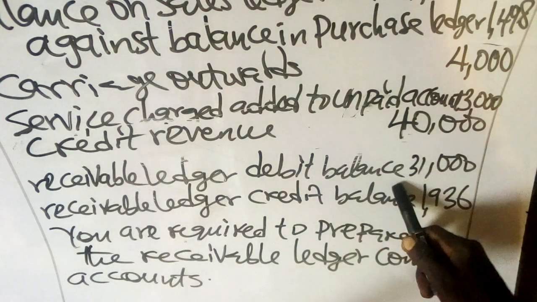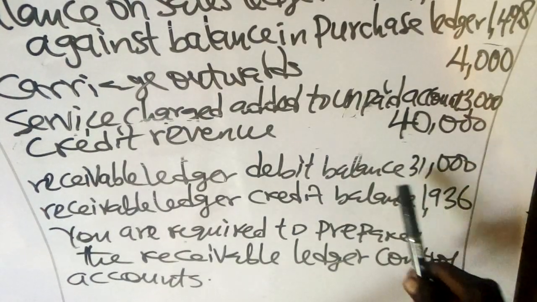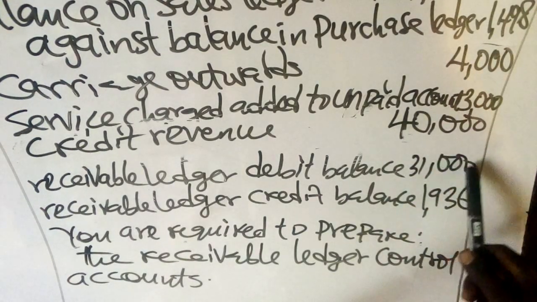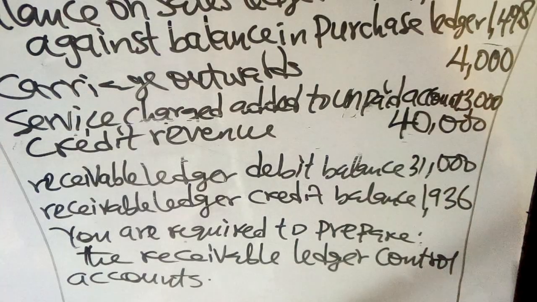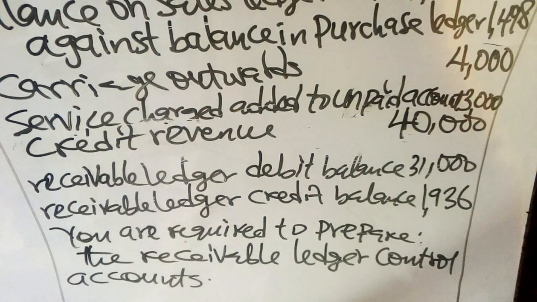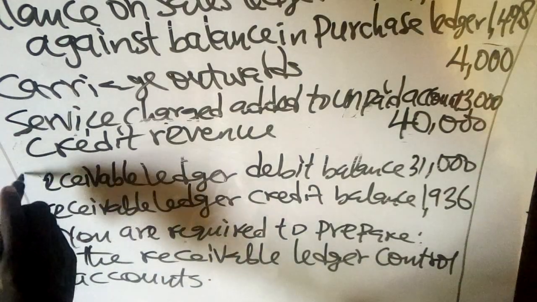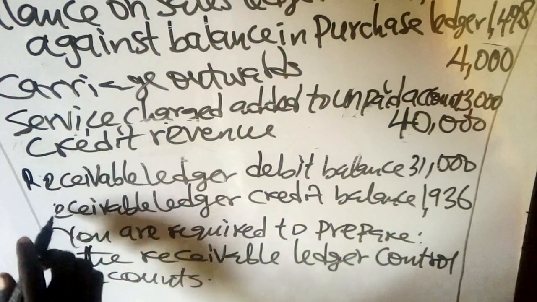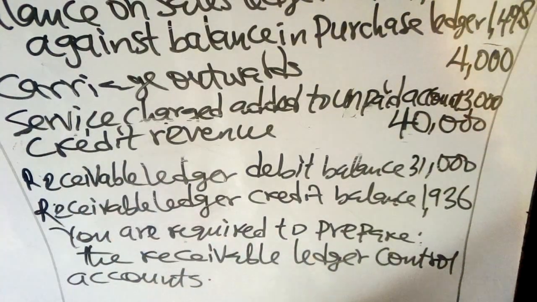Receivable ledger debit balance. This is the closing balance. So you are going to bring it down to the credit side. Then receivable ledger credit balance. This is the closing balance as well. So since it is a credit balance, we are going to bring it down to the debit side. So take note of that. You are required to prepare the receivable ledger control accounts for the period.